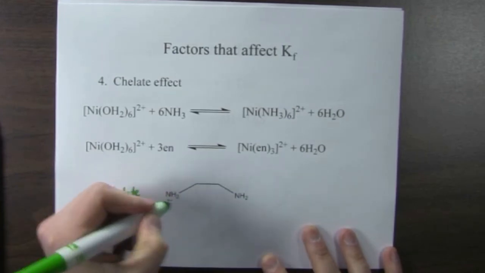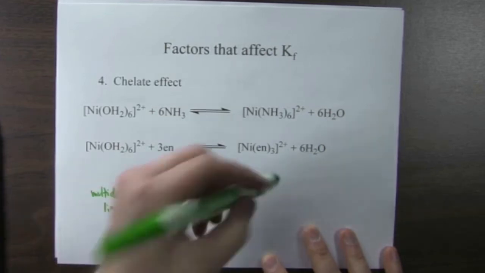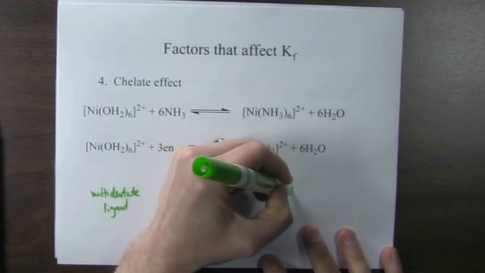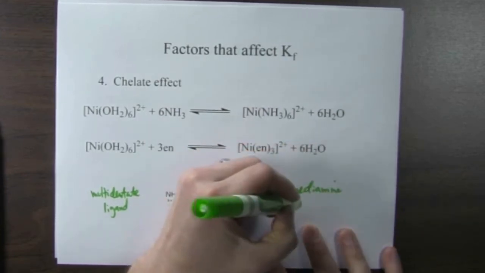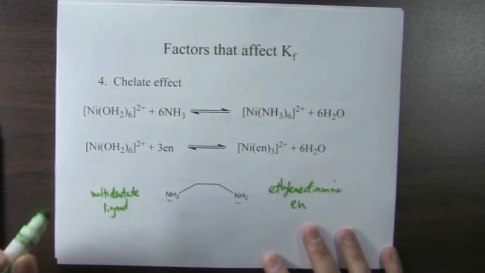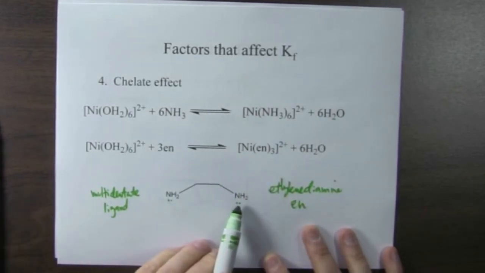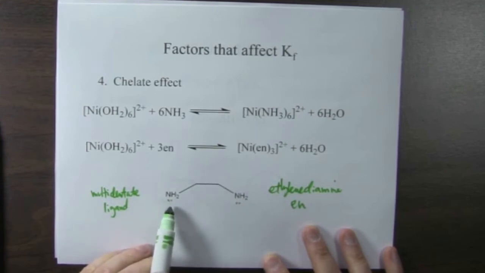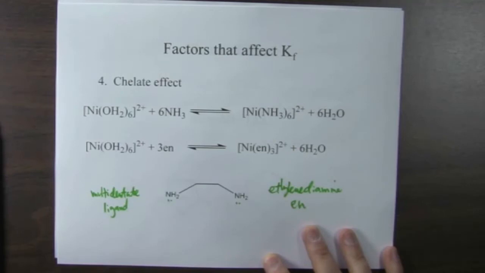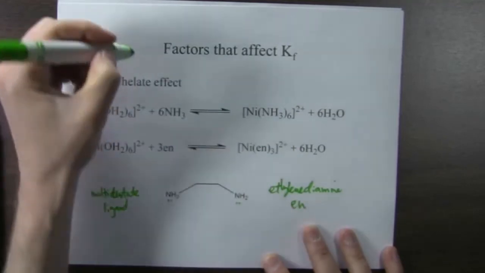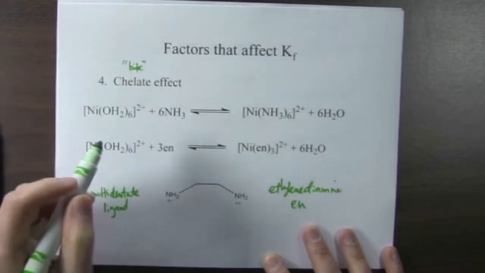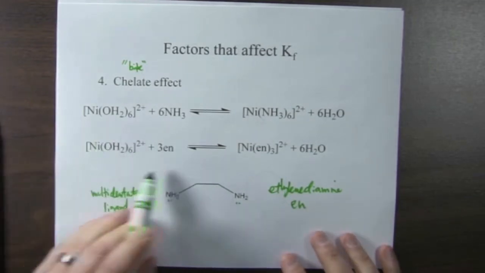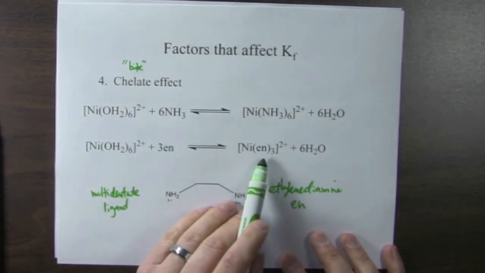So for example, this is ethylene diamine, and its abbreviation is just en. You see that on each end of this molecule is a nitrogen with a lone pair. So there's 2 teeth. It's a bidentate ligand. It can chelate. Chelate means to bite. It can bite the metal and form the complex here.